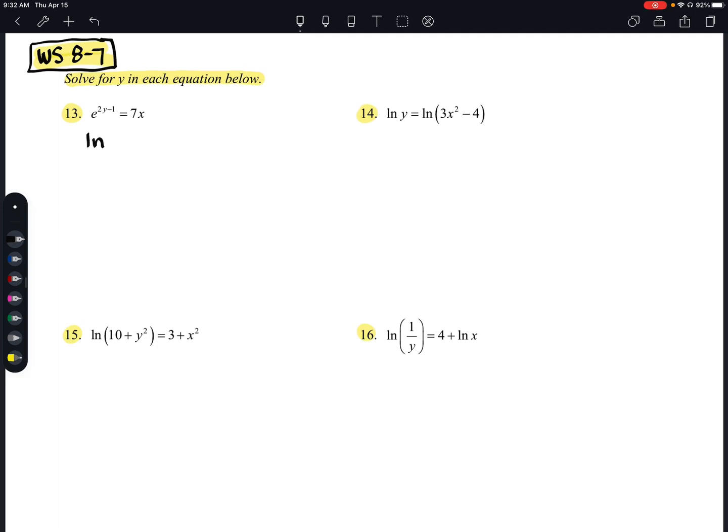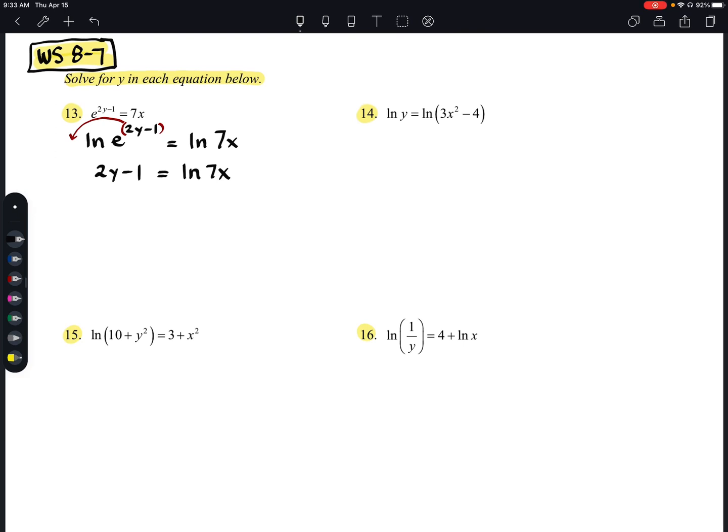So we'll say the natural log of e raised to the power of 2y minus 1 is going to equal the natural log of 7x. Don't forget to do it to the right side. Okay, got to keep it balanced. So our coefficient for the natural log of e would come from that exponent, but the natural log of e is just 1, so we can just write this as 2y minus 1 equals the natural log of 7x. And now we'll just take it and isolate our y.